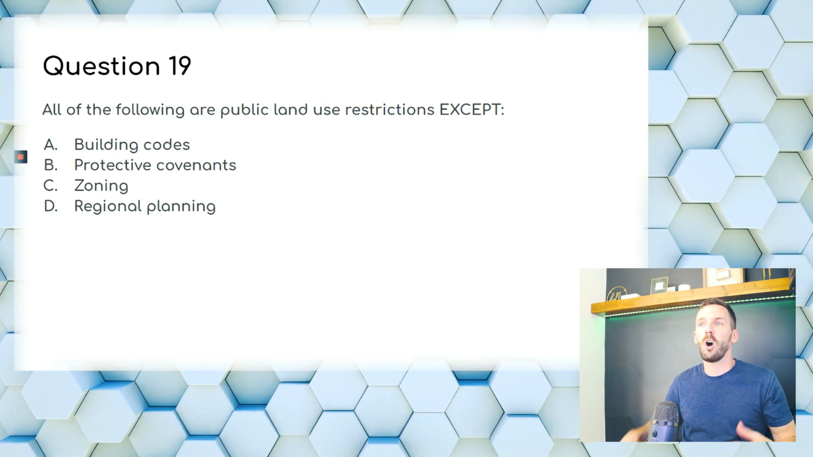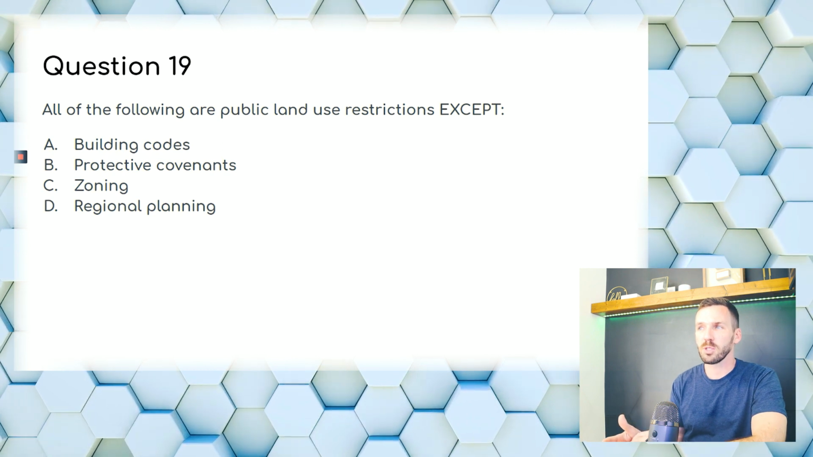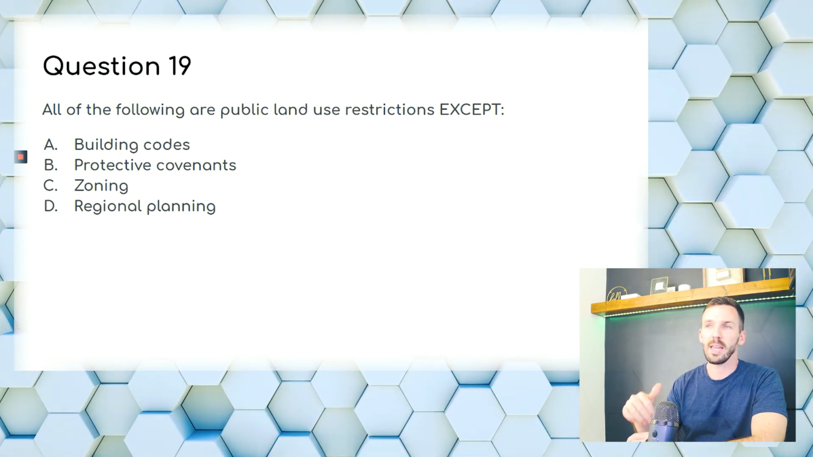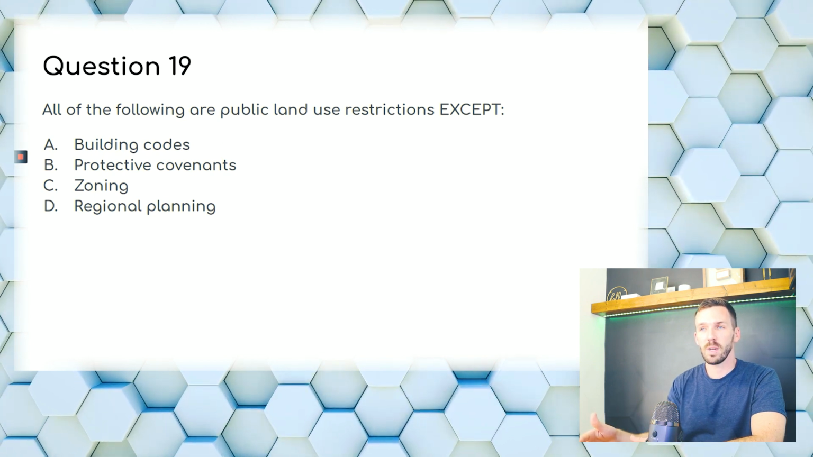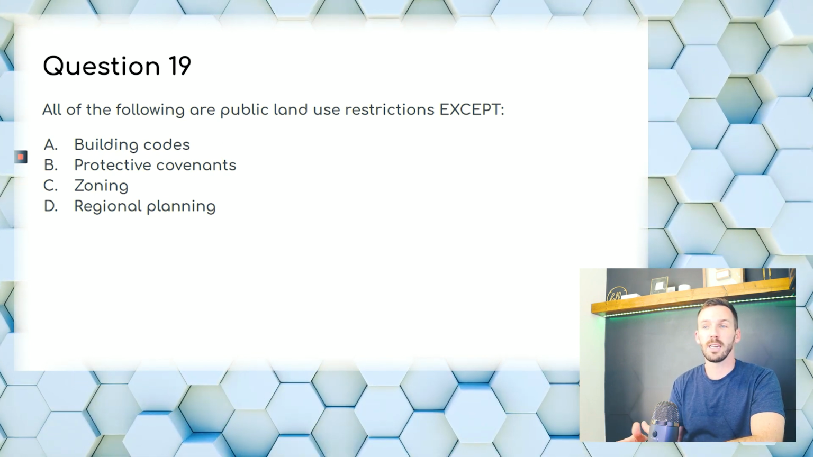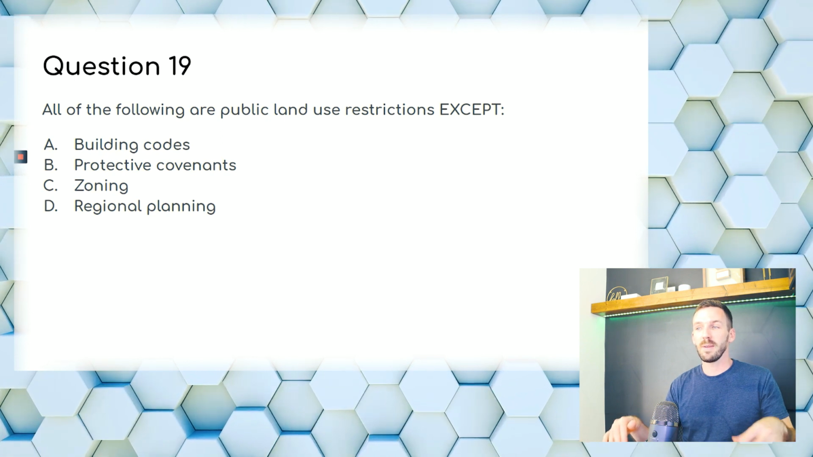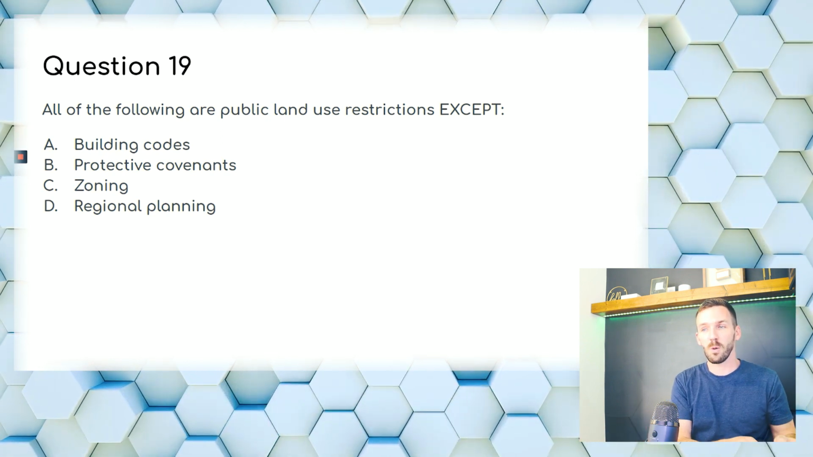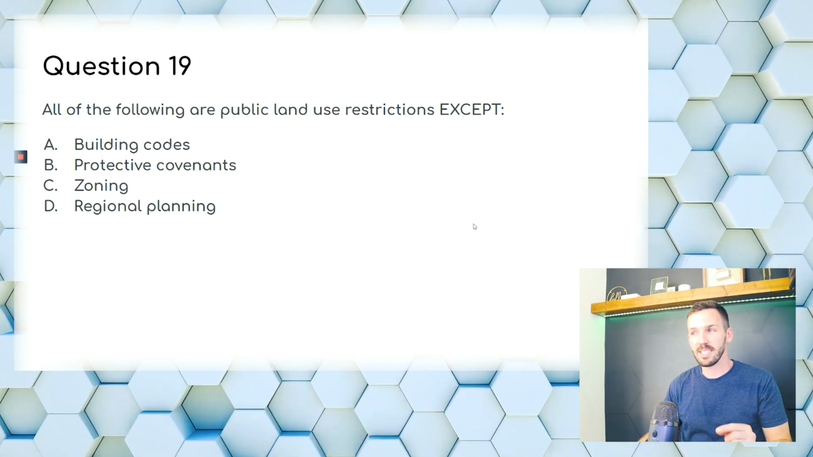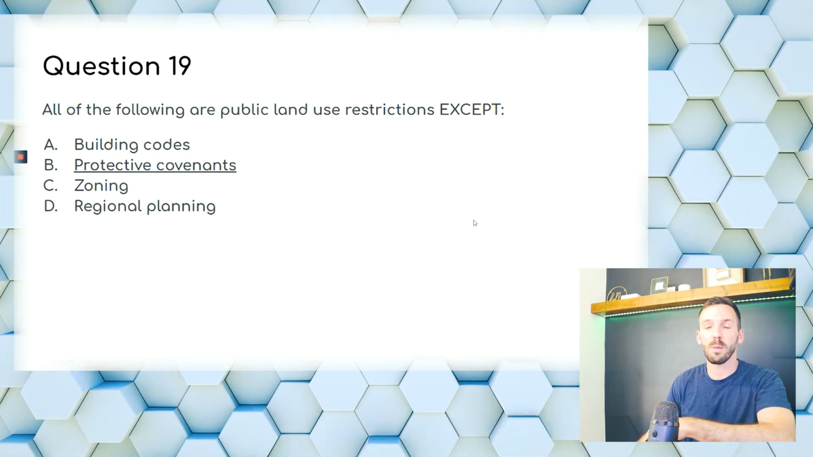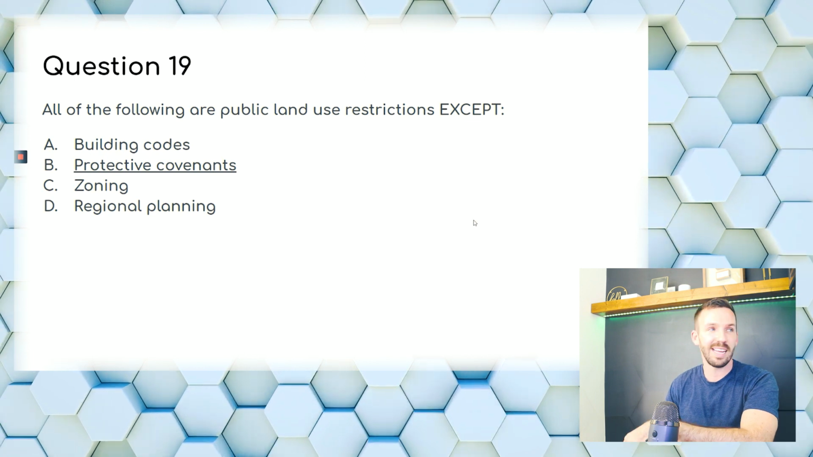Question 19. All of the following are public land use restrictions except A, building codes, B, protective covenants, C, zoning, or D, regional planning. So this is the third time this question has come up. Private land use controls are more specific and at a lower level. HOAs and protective covenants and restrictions are private land use controls. Answer is B.